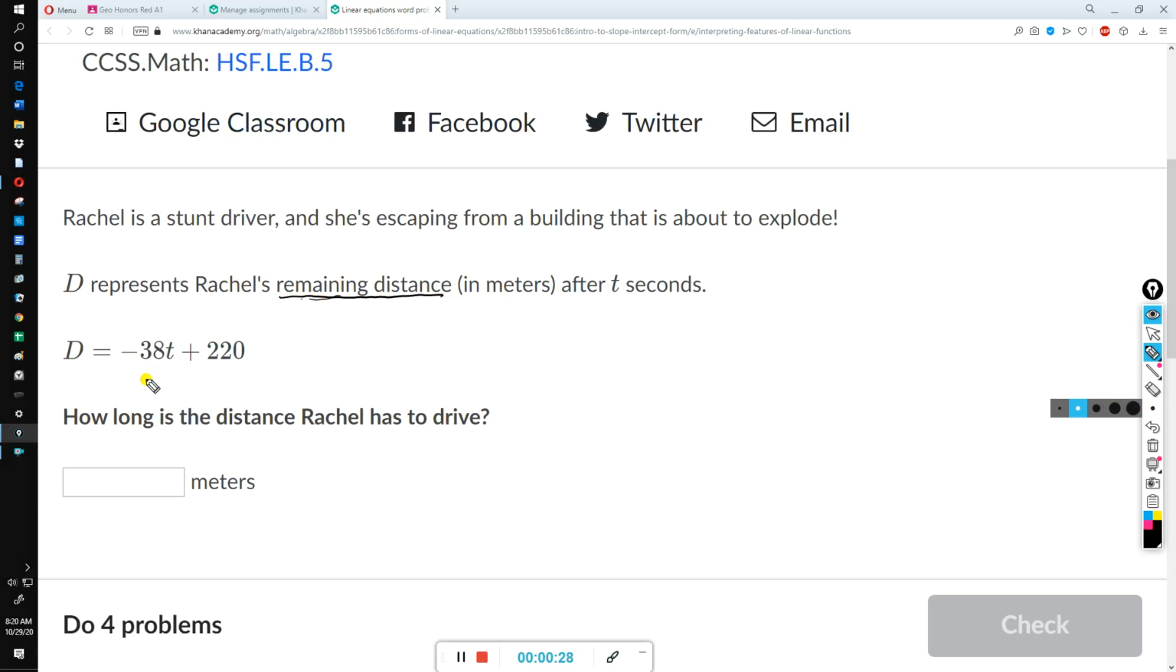Okay? So the remaining distance, all right, they want to know how much distance is left, and they're asking us how long is the distance Rachel has to drive. Well, if D is the remaining distance and T is seconds, we must have started at 0 seconds. So just plug in a 0 in place of T. Negative 38 times 0 is just 0, so that cancels, and that'll just leave us with 220.